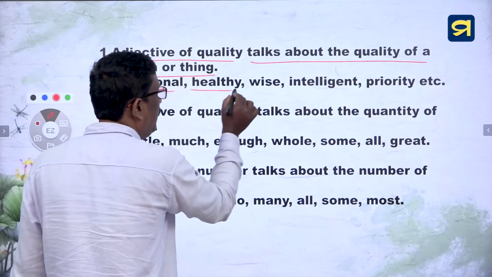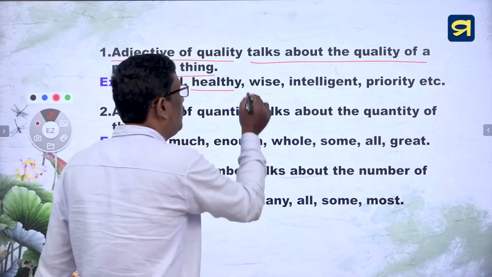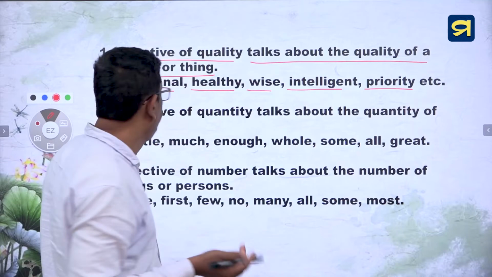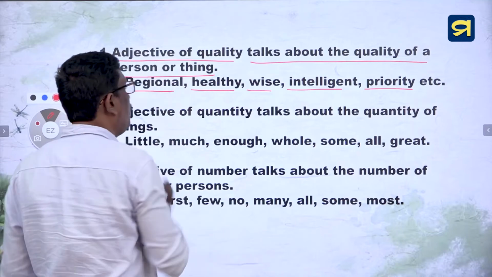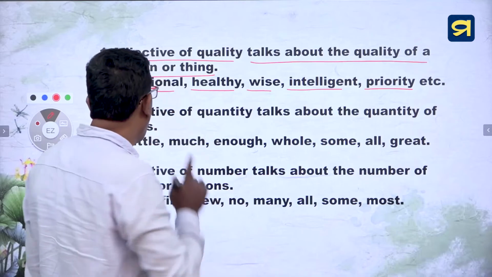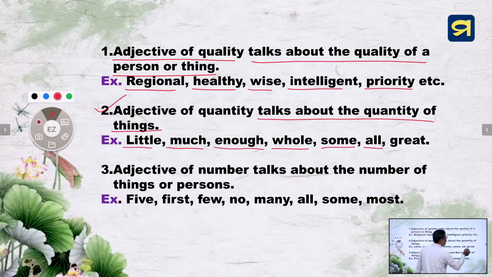Regional, healthy, wise, prudent, intelligent. These are the different examples of quality. Number 2, adjective of quantity. What is the adjective of quantity? Adjective of quantity talks about the quantity of things. What are they? Little, much, enough, whole, some, all, great, a lot of, a great deal of.